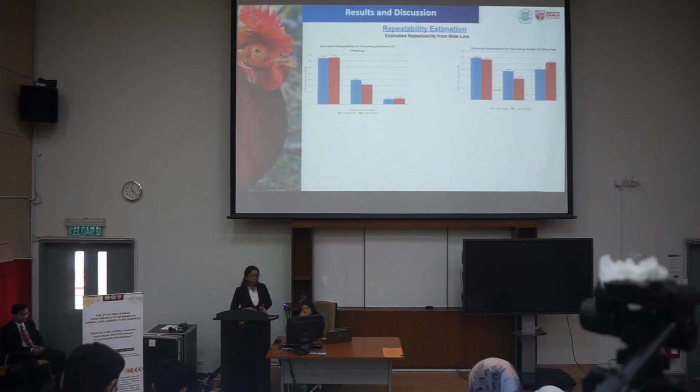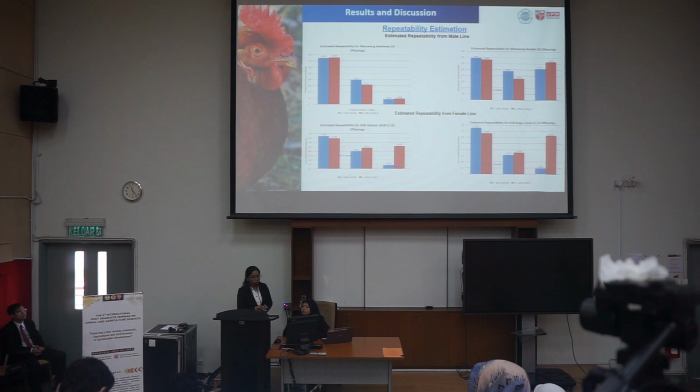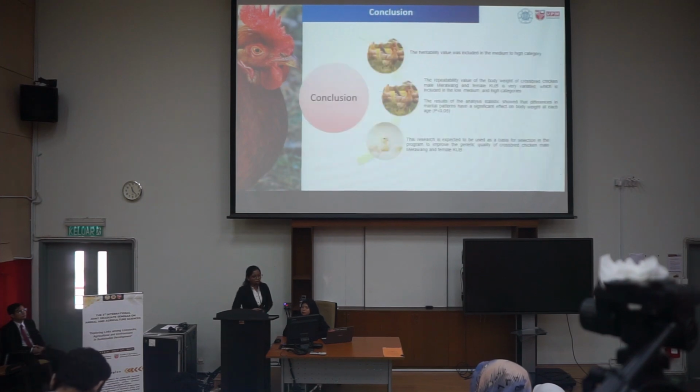We need to calculate the differentiation between the male and female lines because it is important for us to know about that. From the repeatability estimation, I think we can conclude that the heritability varies from medium to high, and the repeatability value for body weight is very important for us to know in the statistical results, because it also varies from high to medium and low. This research is expected to be used as a tool for the next selection and evaluation for the next crossbreeding for local chicken development, especially in Indonesia.